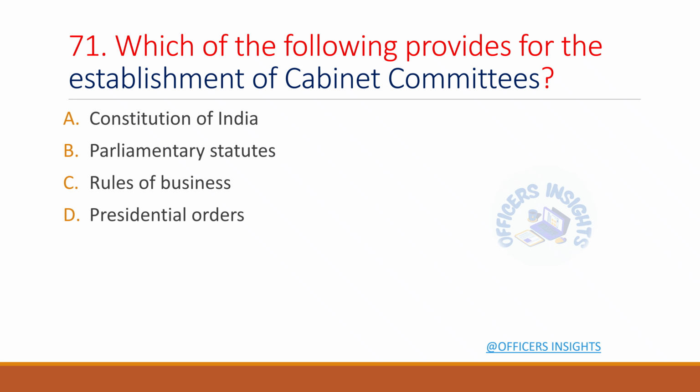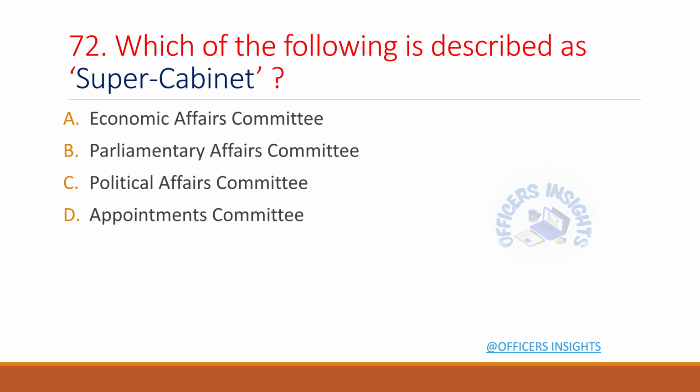Which of the following provides for the establishment of cabinet committees? Correct answer is option C, Rules of Business. Which of the following is described as super cabinet? Correct answer is option C, Political Affairs Committee.